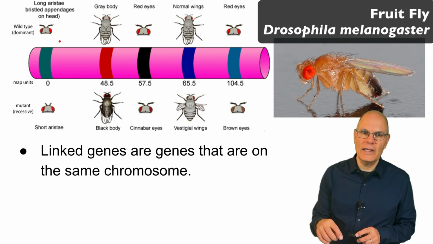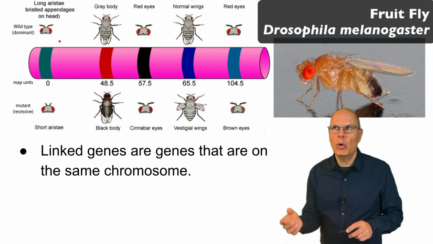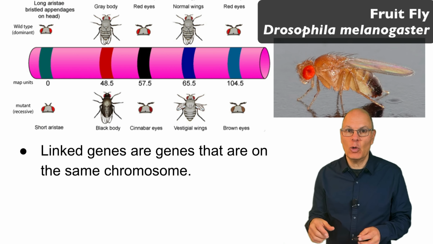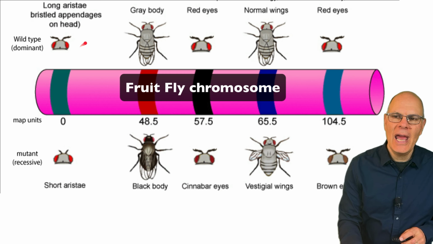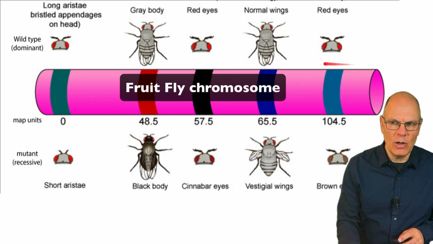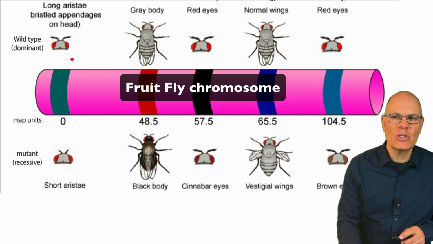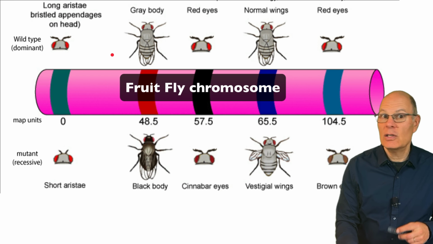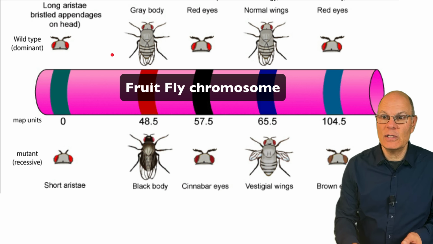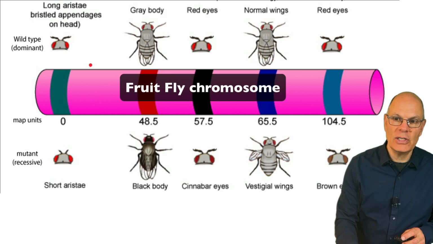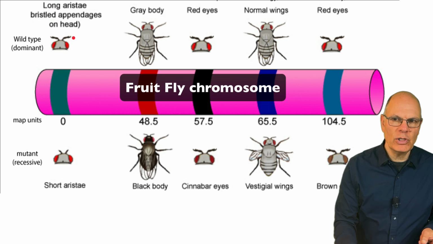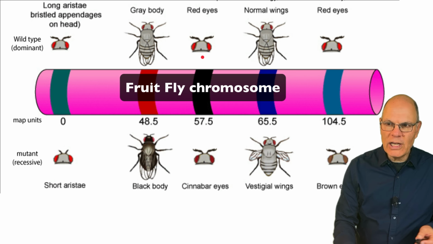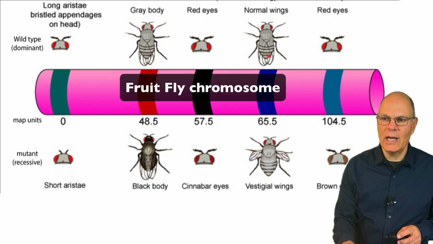So fruit flies, as opposed to peas, were the widely used experimental organism to discover the principles of non-Mendelian genetics. And here you can see one chromosome from a fruit fly, and there's a whole variety of genes, sequences of DNA that code for specific traits, that are located on the same chromosome. One has to do with this kind of bristled appendages on the head. One controls body color, one controls one type of eye color, one controls wing length.